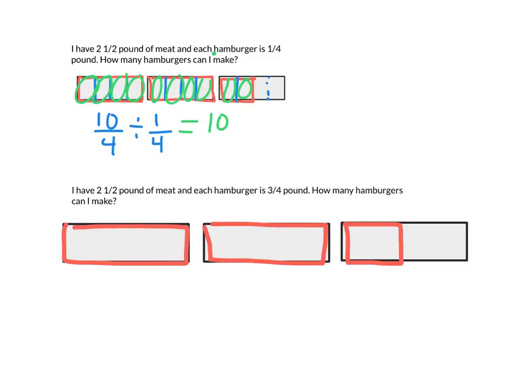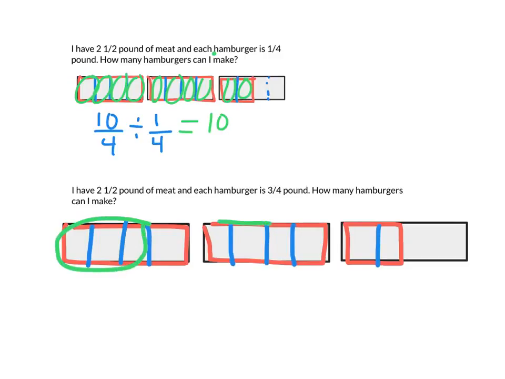We change it up a little bit. We have 2.5 pounds of meat, and each hamburger is a giant 3/4 pound hamburger. How many hamburgers can I make? Well, again, I want to take 2.5 pounds, 3/4 at a time. In order to do that, we need to break them all up into quarters, just like we did before. And then those are 2. So now I'm taking them 3 at a time.